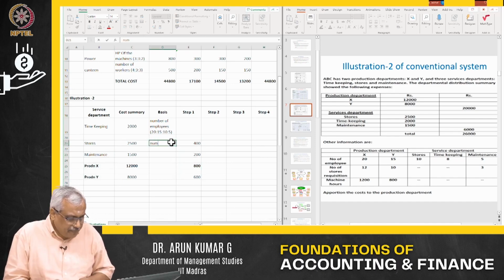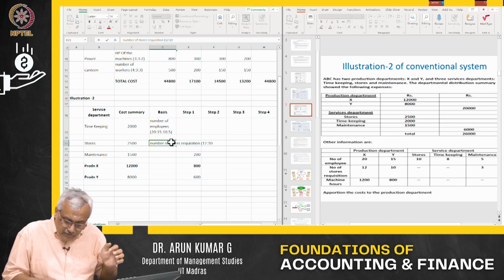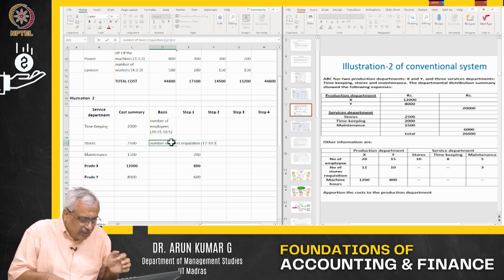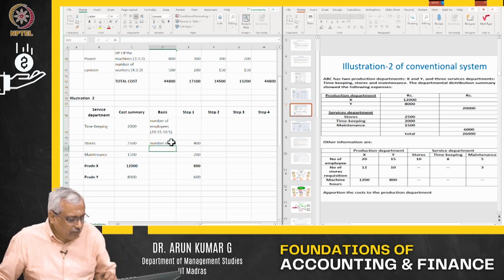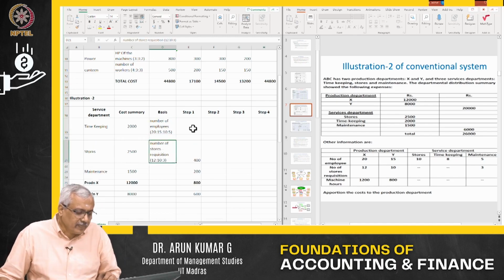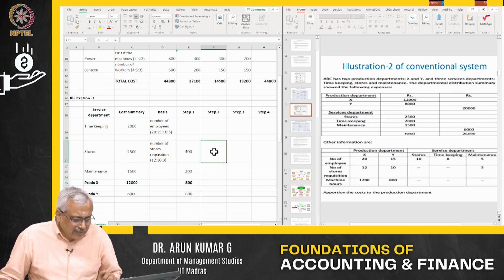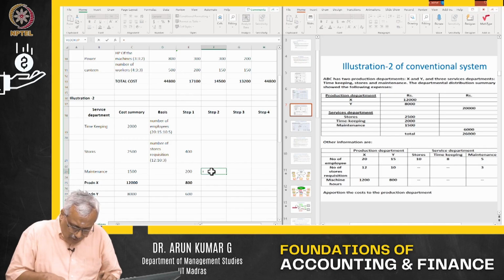Number of stores requisitions, which is on the basis of 12 is to 10 is to 3. That is going to be the basis here, and that is what we are going to use in this particular case. These numbers, again, I am just going to center up. Now, let us move to this. What is the amount that I have to allocate? The amount that I have to allocate is 2,900.